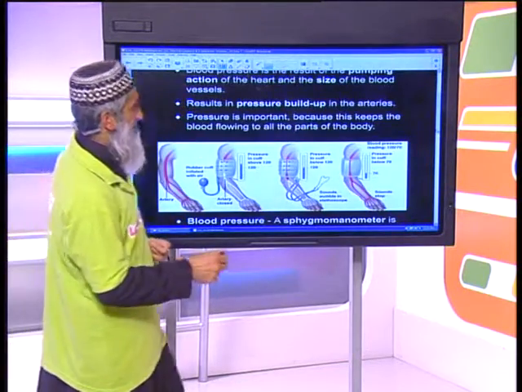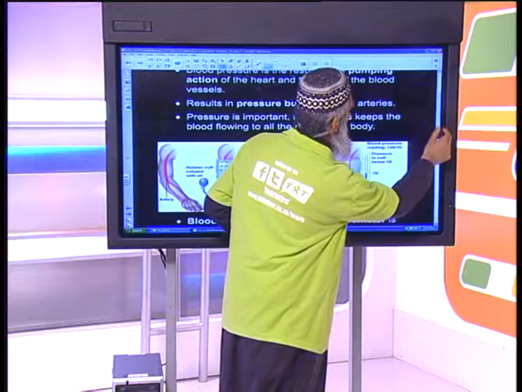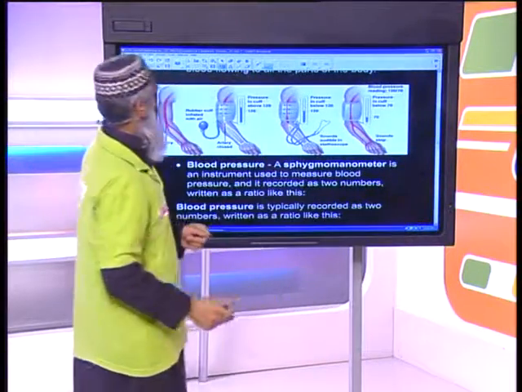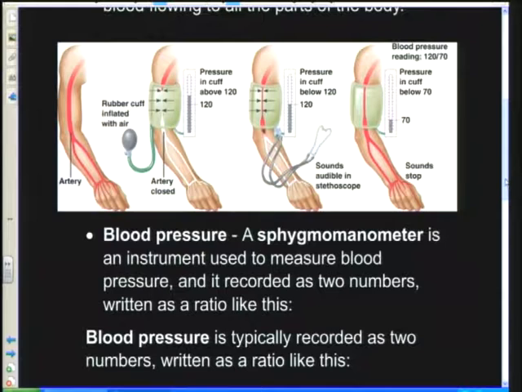Now, how do we measure pressure? Pressure is generally measured by a doctor with a sphygmomanometer.